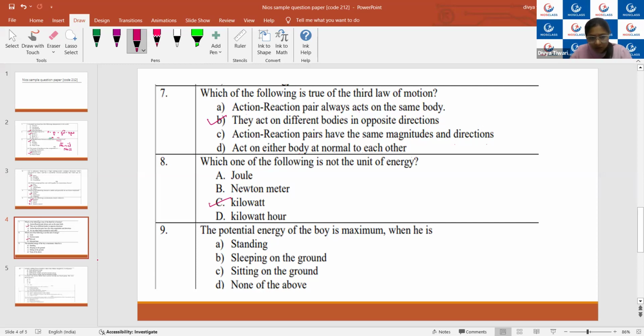Now let's proceed with the ninth question. The potential energy of a body is maximum when? As we know, when a body is at rest, the potential energy is maximum. So this is at the standing or at the rest position.